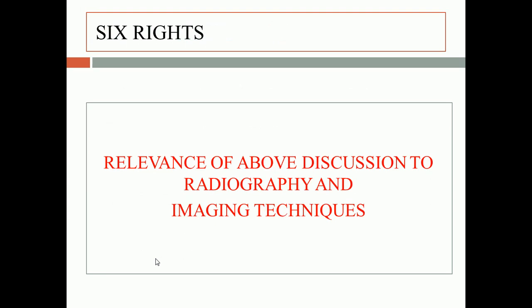So all this discussion, how it will be bridged in your subject, that is radiography or imaging techniques, because we talk in a generalized form which might not be relevant to you. But all this knowledge can be bridged to your subject, that is medical imaging technology.